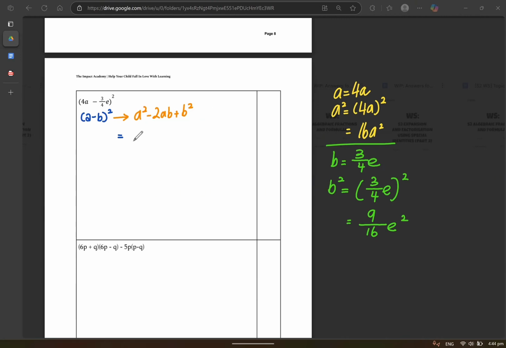A squared is 16a squared, minus 2 bracket a. A is what? 4a. Very good. B is what? B is 3 over 4e. Very good. Plus b squared. B squared is what? 9 over 16e squared. Does that make sense to you?